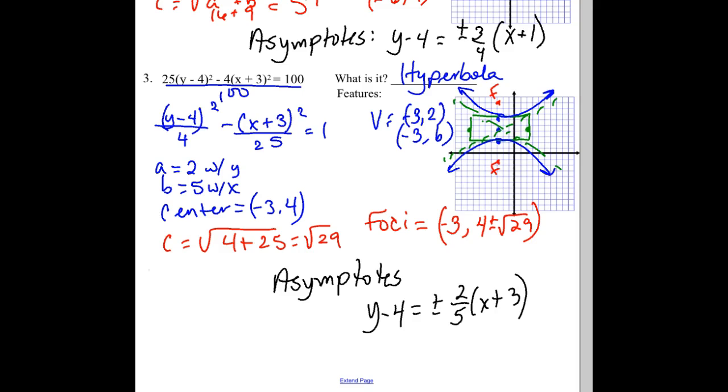Okay. Then we did c being the square root of a squared plus b squared. It comes out to be the square root of 29. Again, it's not a perfect integer value for us, but square root of 29 is between what two numbers? It's between 5 and 6. So estimate about 5.5 from that center point to plot your foci. Okay? And then last step, we wrote in our equations for the asymptotes.